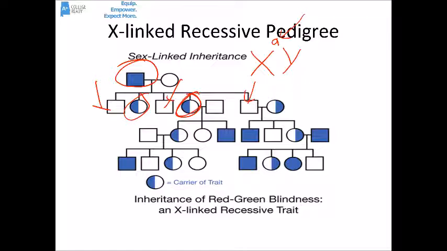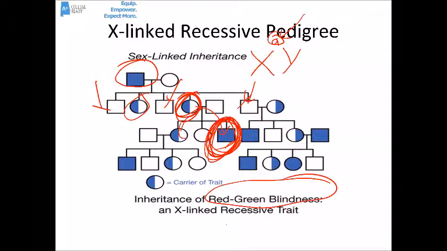Let's look at this daughter right here. So she's a carrier. She passes an allele on to that daughter, and she passes an allele on to that son. That son is affected because his only X chromosome has this gene, which is the gene for whatever trait, in this case, red-green color blindness.